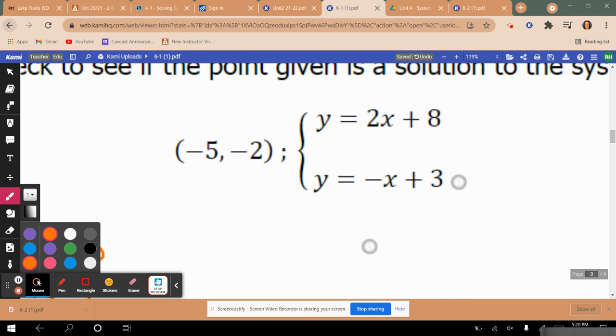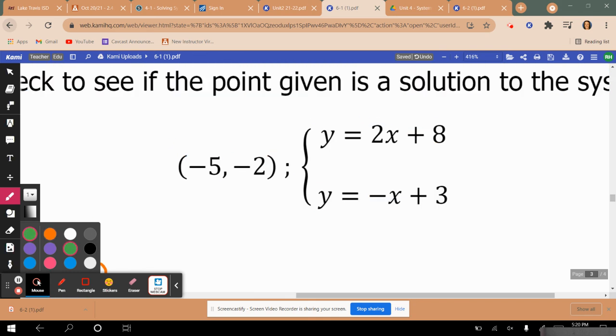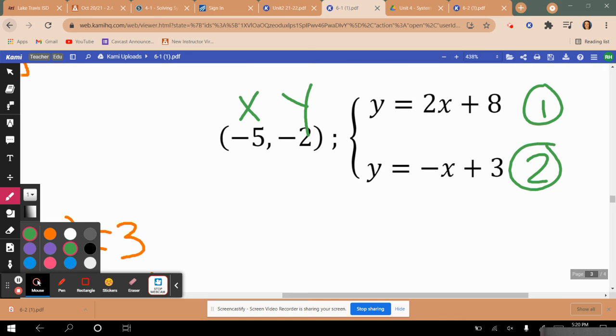On the second one, I'm going to follow the same steps. I'm going to do it in a different color so we don't get confused. So x, y, 1, and 2. Starting off with our first equation 1, writing it without our variables. We're going to do parenthesis, parenthesis equals 2 times parenthesis, parenthesis plus 8.